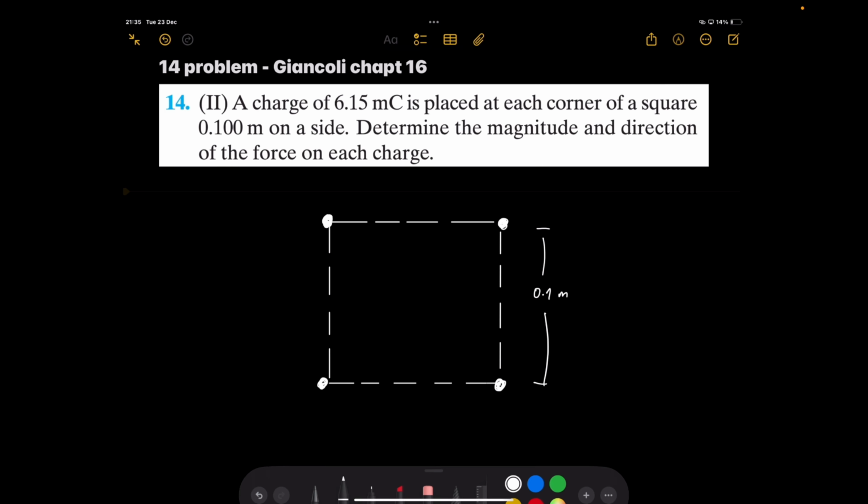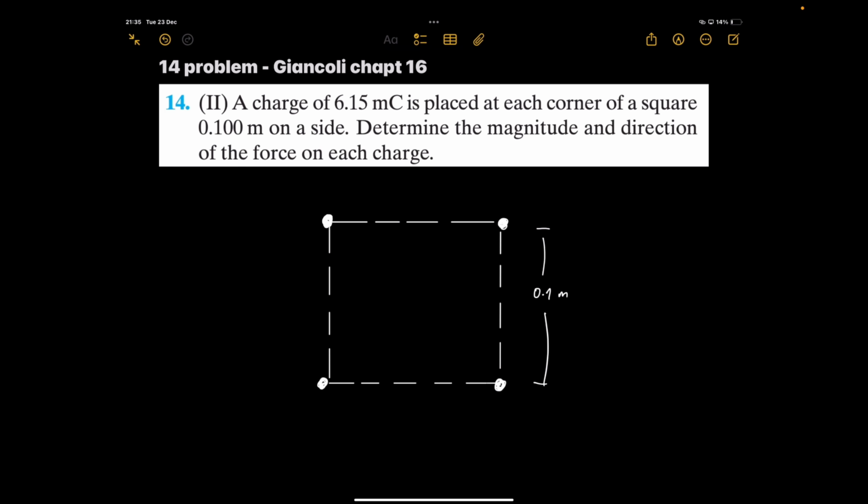So this is basically what we have here. We have a square and each side measures 0.1 meters. All of them are equal in charge. They are all positive, and you know what that means. That means that they don't like each other. They're going to be repelling their neighbors because they have the same polarity.